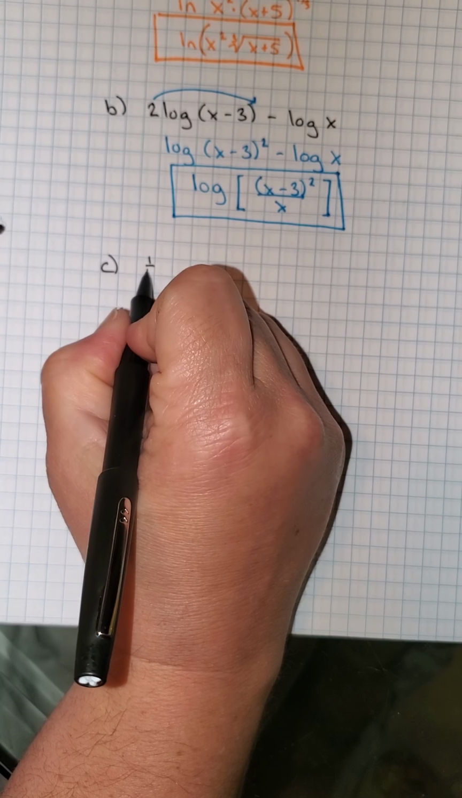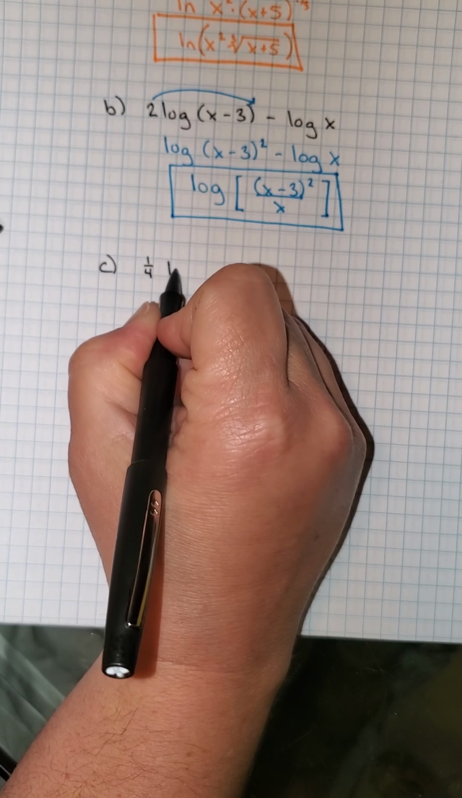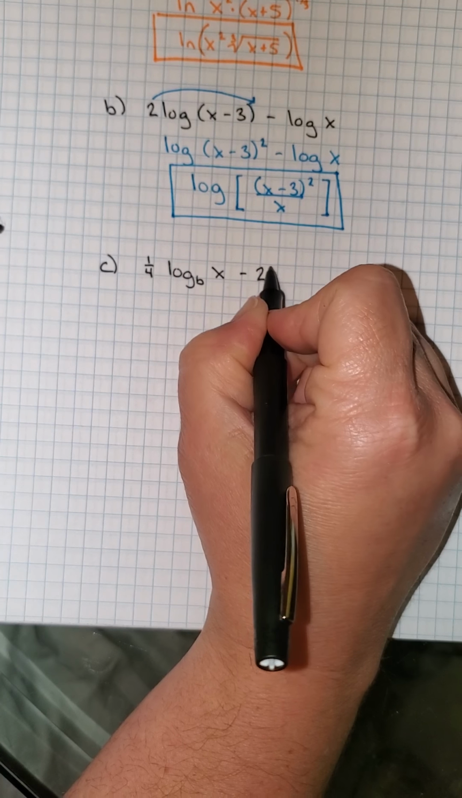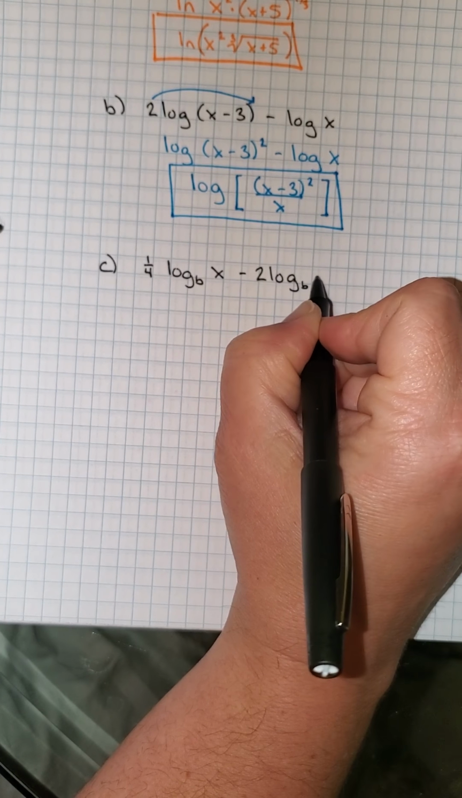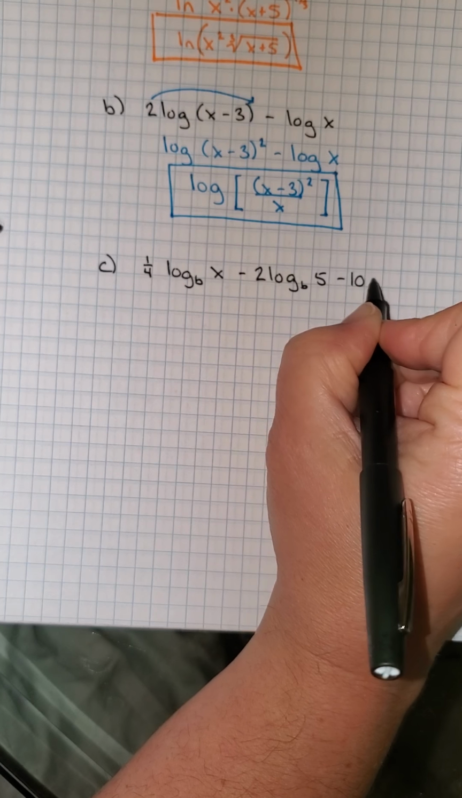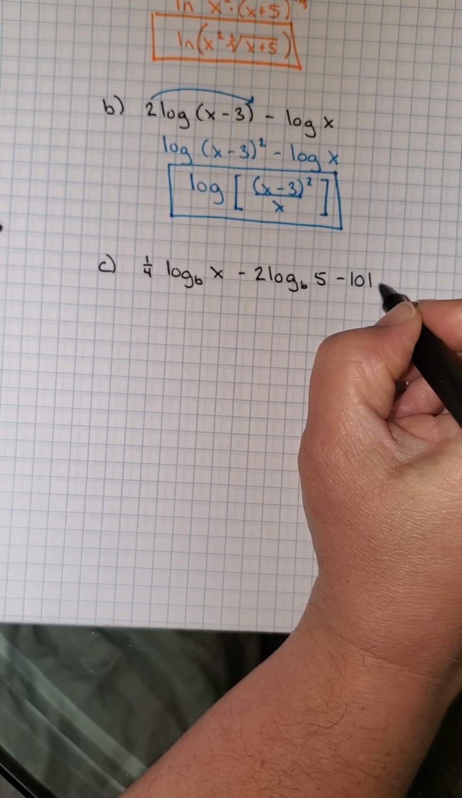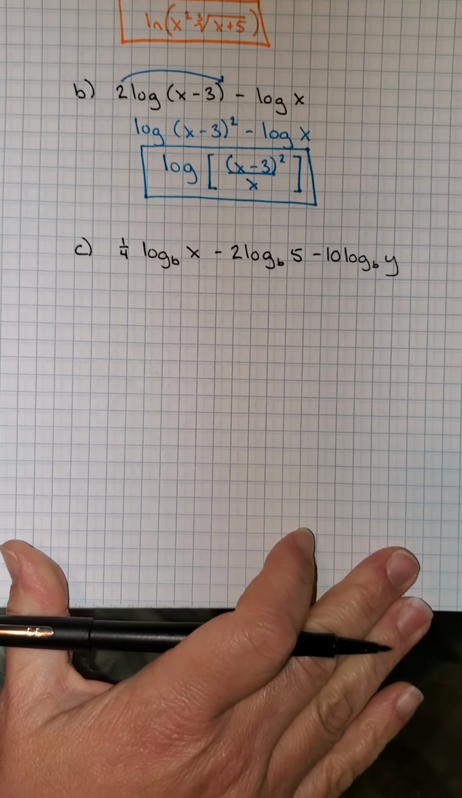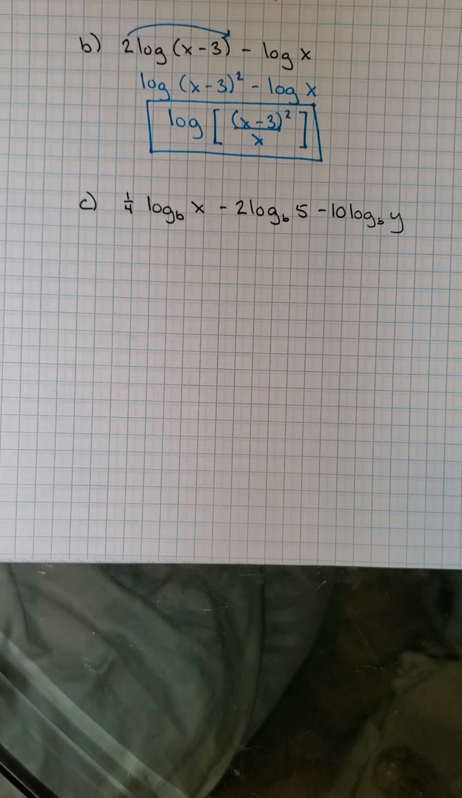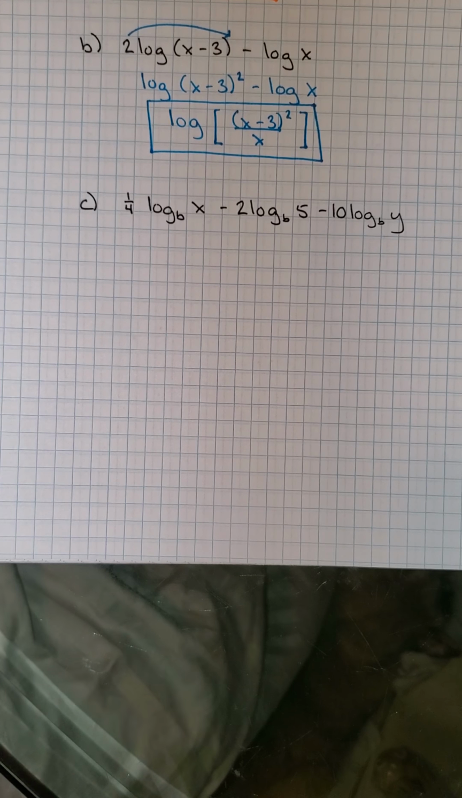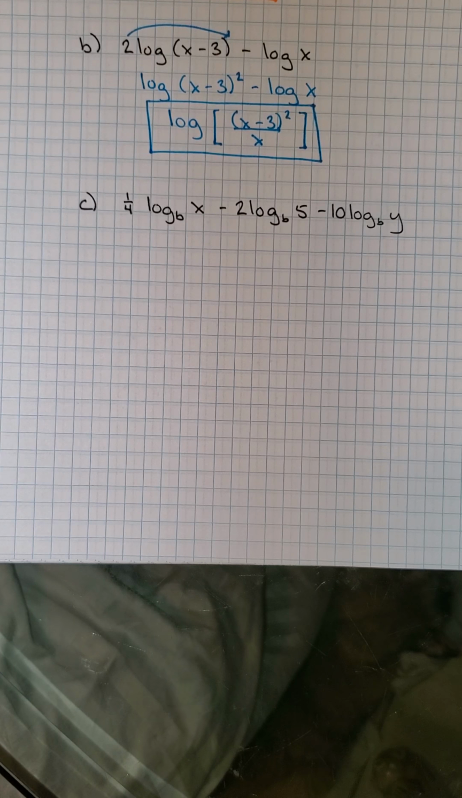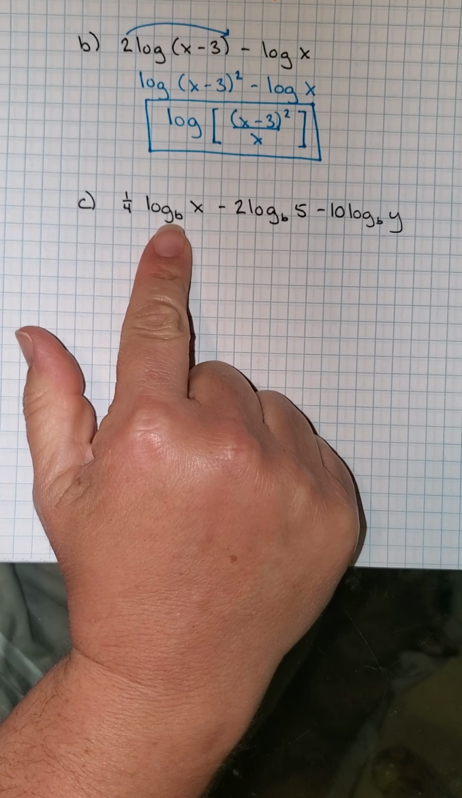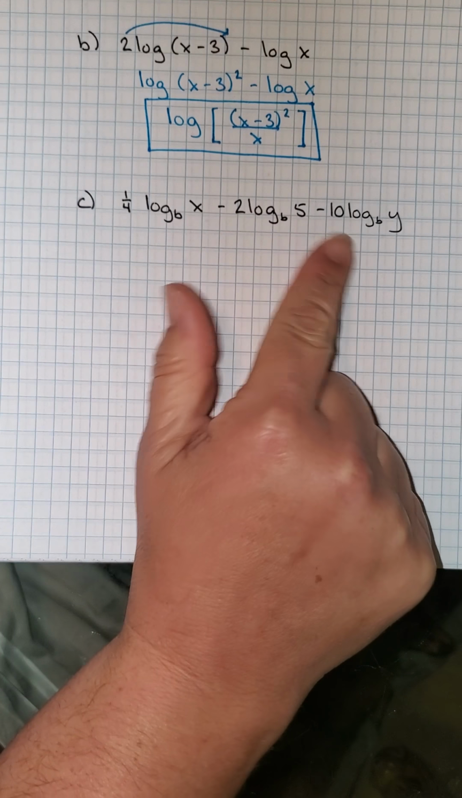All right, so we have 1/4 of the log base b of x minus 2 log base b of 5 minus 10 log base b of y. Sorry, that 10 and log kind of blend together. Look like LOLOG or something. All right, so this is kind of a sister problem to the other one because we have 2 minuses. So the positive log goes on the top. These 2 will go on the bottom.